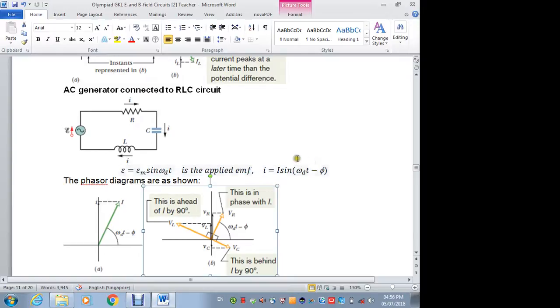So for the current, we actually don't know whether the current leads or lags the EMF. So we just assign a general phase, minus phi. Generally, the general equation will have minus phi, so we just assign a general minus phi over here.